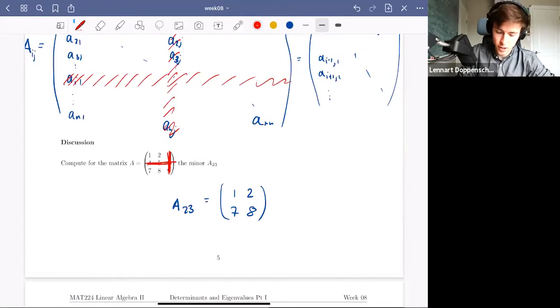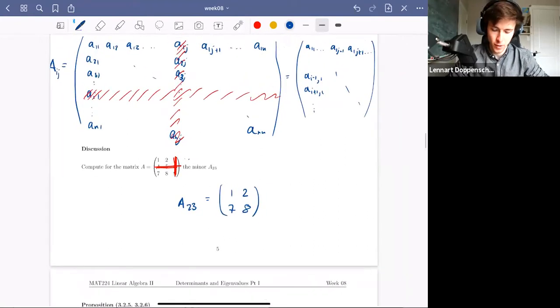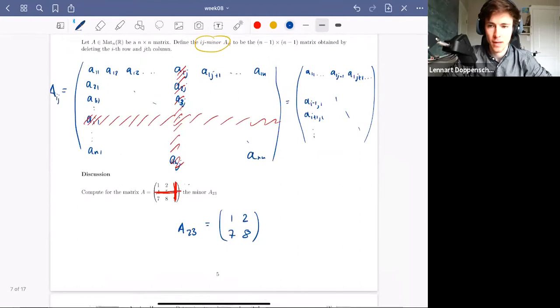And then you just stitch them back together. If there was more stuff on the right, you would stitch it back here, and you would just forget this column. Any questions about this? We're going to use this, and this is not the last time that you'll see the minor. If there are questions, this will be a good place to elaborate.